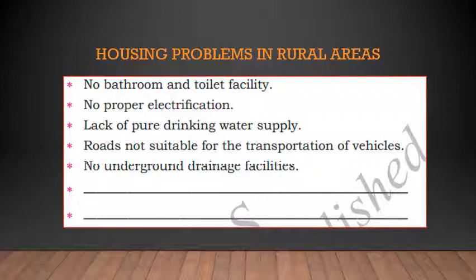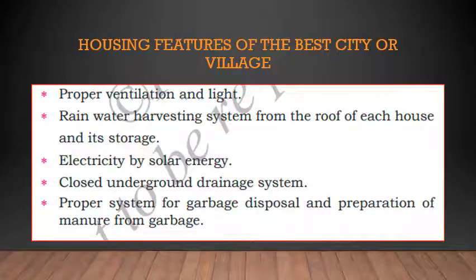Lack of pure drinking water supply. Roads not suitable for transportation of vehicles. No underground drainage facilities. Okay, so these are some of the problems. The other two problems, I hope you will write on your own. I want you to work on this and write, children. Okay. Then look at the list of the urban and rural housing problems.